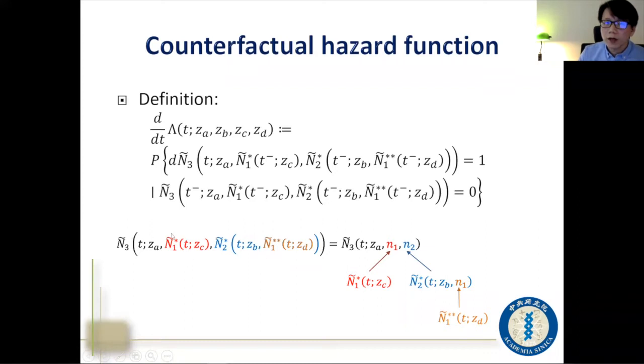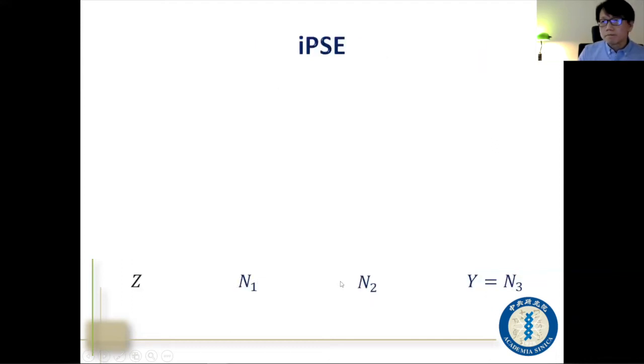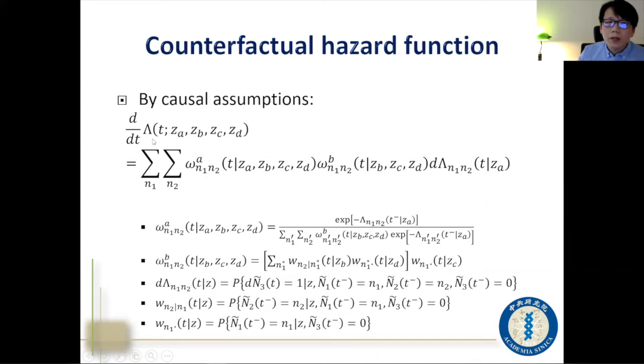And those different counterfactuals are under different interventions of Z. So here we have ZA, ZB, ZC, and ZD, as we showed in the causal diagram earlier. Here we just put everything into a formal notation. Based on the causal assumptions, we are able to move from the definition of the counterfactual hazard to this expression. And this expression involves 3 conditional probabilities: lambda subscript N1, N2, and the W N2's conditional on N1, and the W N1. What we would like to do in the statistical inference is to propose non-parametric estimators for those 3 conditional probabilities.